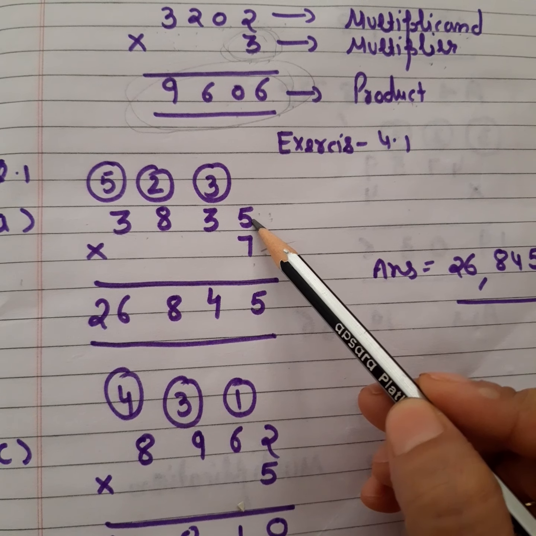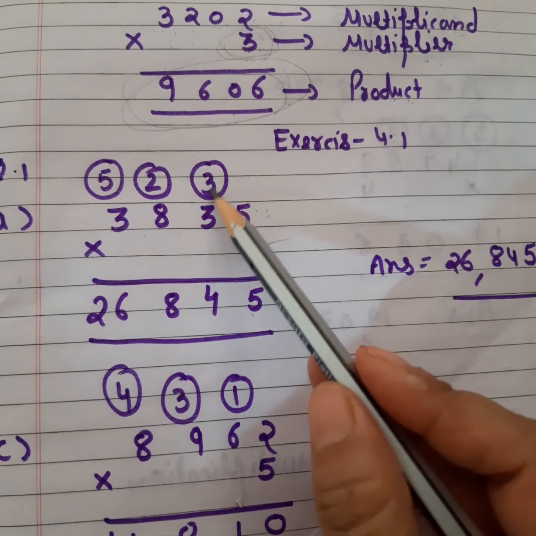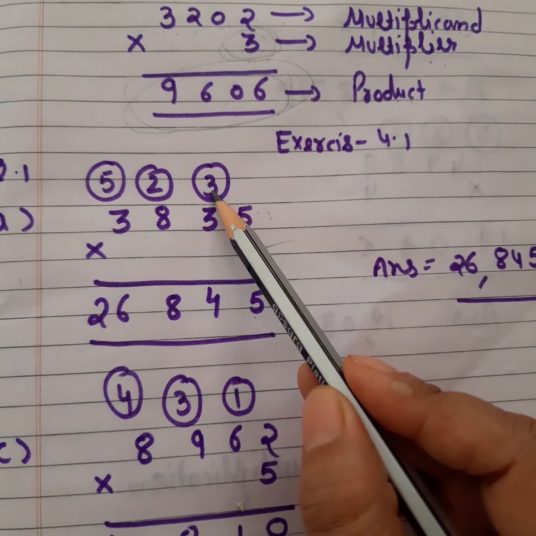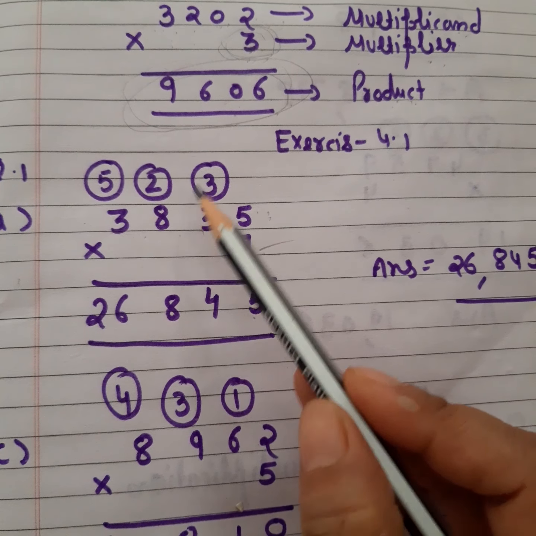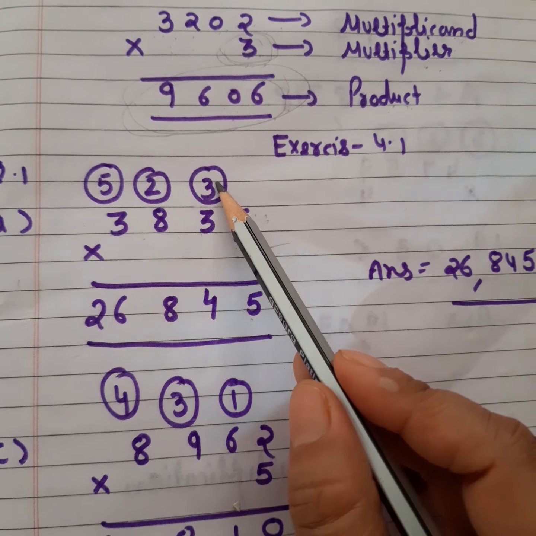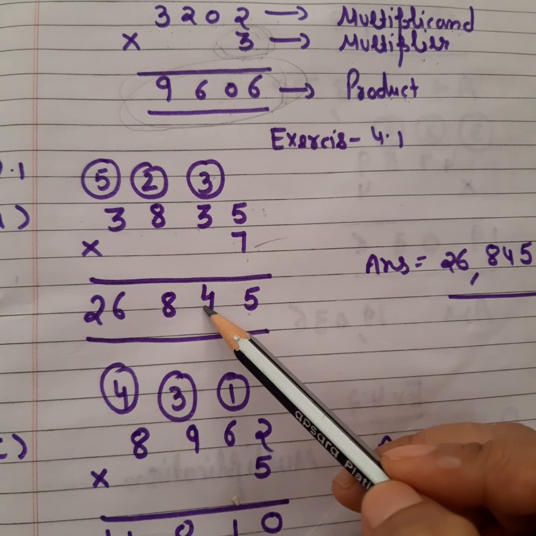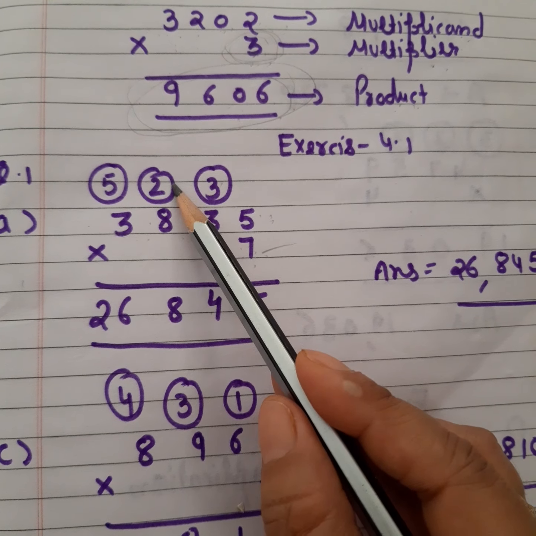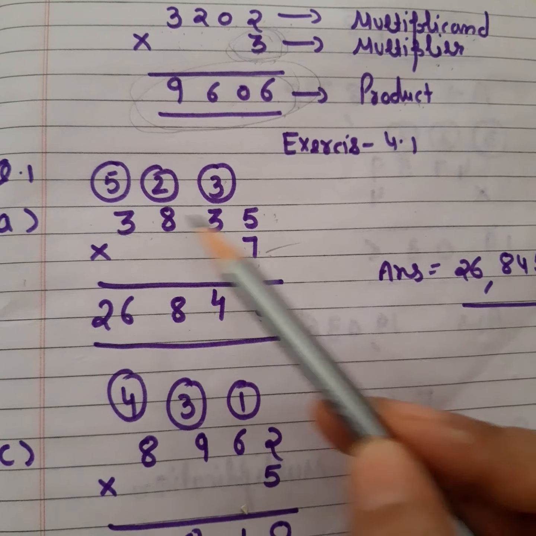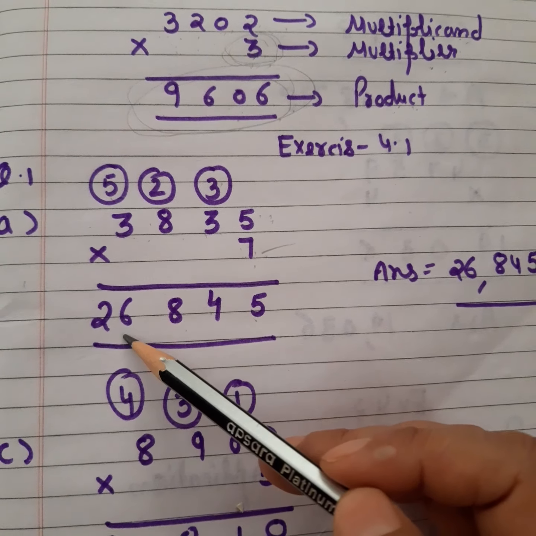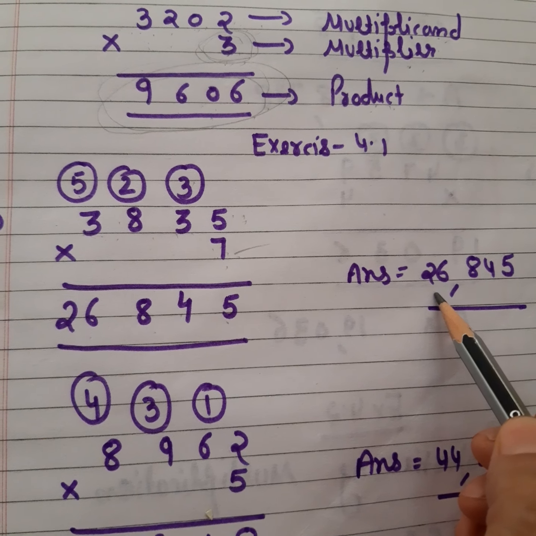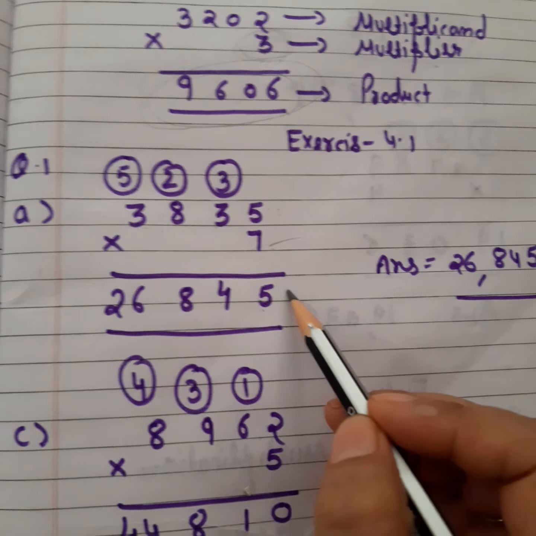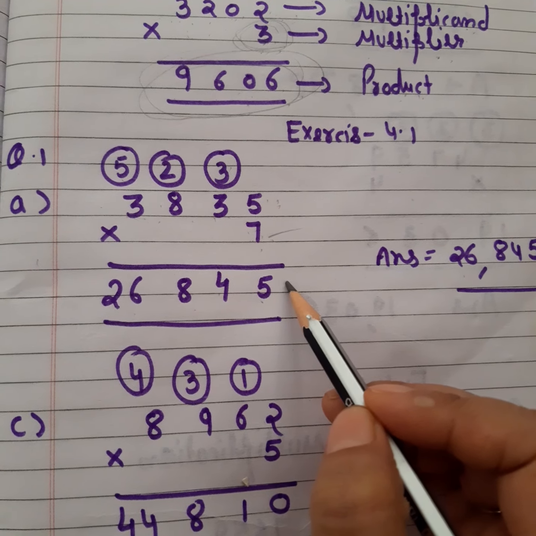7 5s are 35. 5 will be here, and I have to write the carry above the second number, that is the tens place number. Then 7 3s are 21, and I have to add the carry, that is 3, to it. 21 plus 3 is 24. 4 will be here, and then 2 here. Then again 7 8s are 56. 56 plus 2 is 58, and then 7 3s are 21. 21 plus 5 is 26. So ultimately my answer is 26,845. You did this much in your class 3 also, so I hope this will be easy for you if you know the tables.